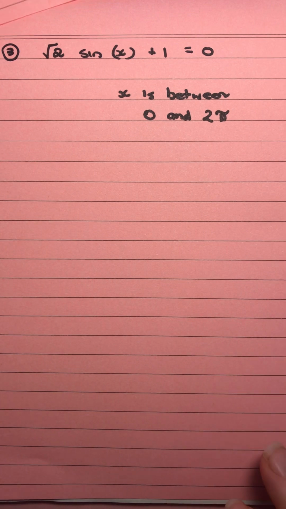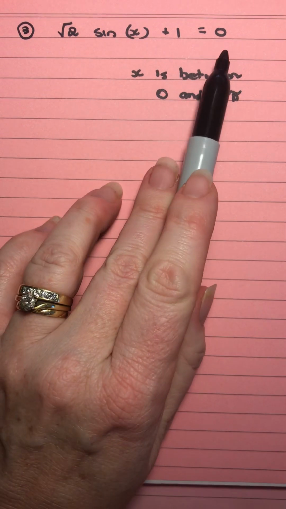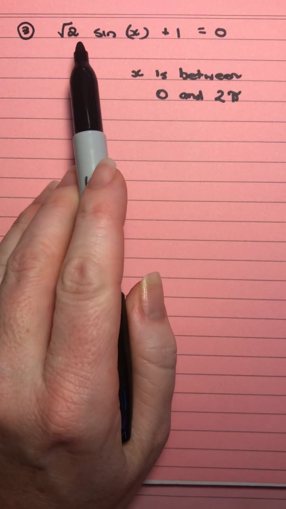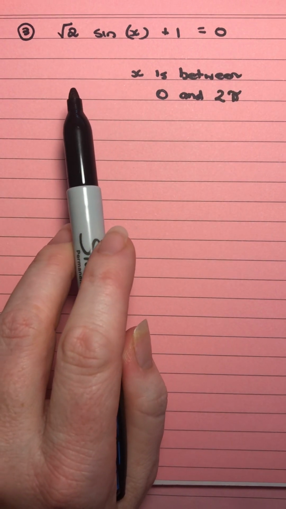Okay, in this question, we're looking at solving. This is the third one in our little series on solving trig equations. In this question, we have it a little bit different in that we've got something equaling 0. Now, our first step is to rearrange that to get the sine x on its own.